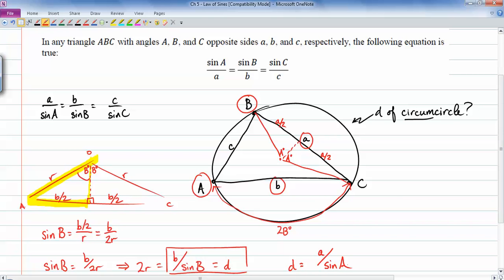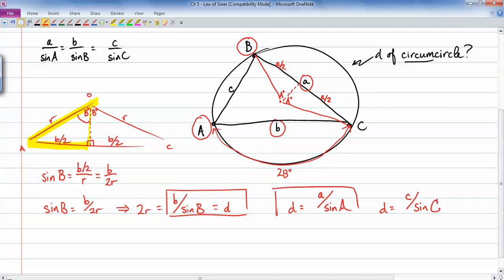And if I did the same thing again, except this time I used angle C and side c, I'd end up with the diameter equals little c over sine capital C. And all three of these represent the same thing. They're all the diameter of that circumcircle. So that means that they're all equal to each other. a over sine A, b over sine B, c over sine C.